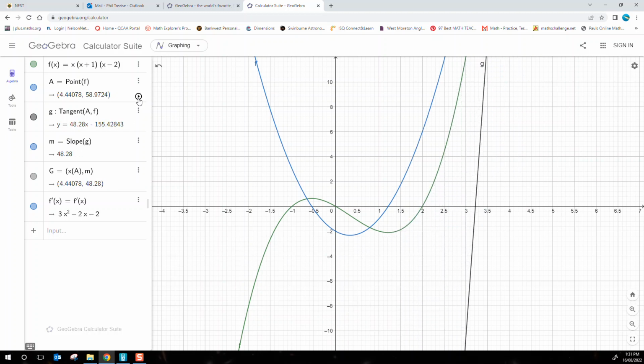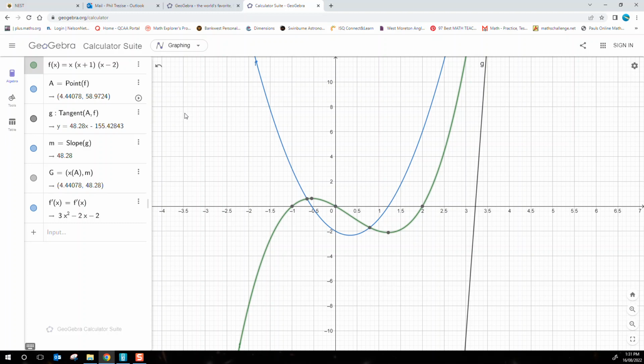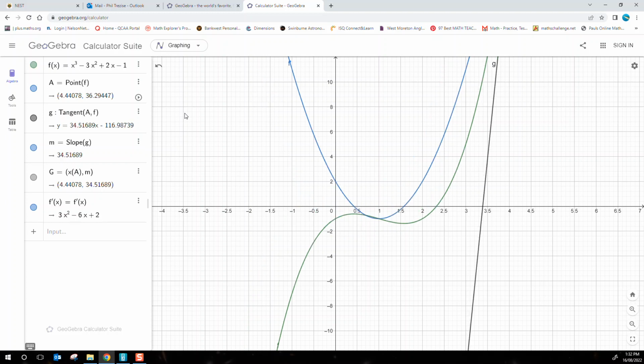The other thing that this is useful for, apart from learning, is that we can change this. We could change this, and it should update. Now let's make it x cubed minus 3x squared plus 2x minus 1. I have a new cubic. Everything has updated, and importantly, my derivative has updated as well.